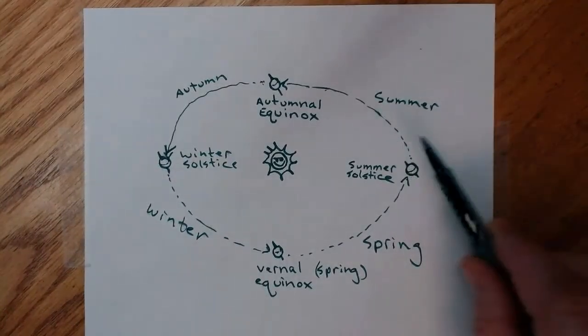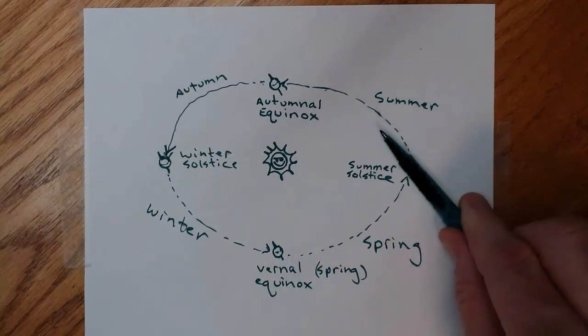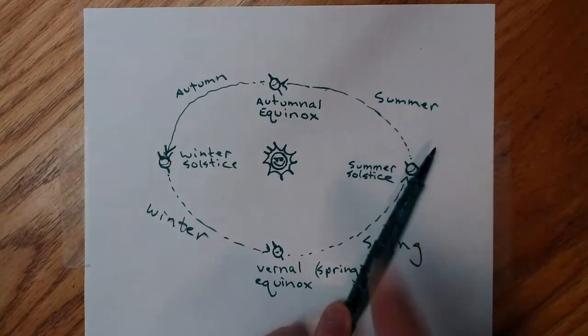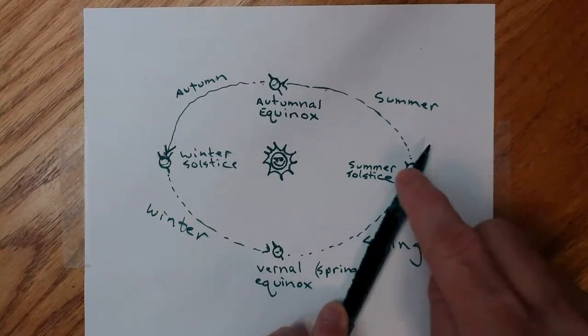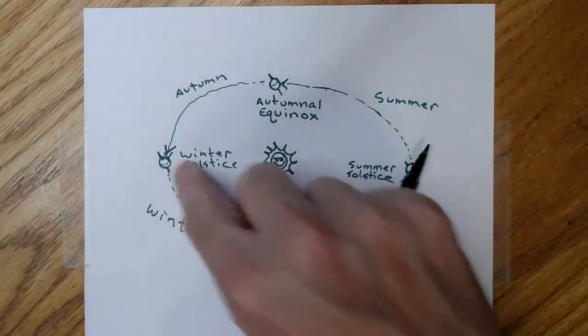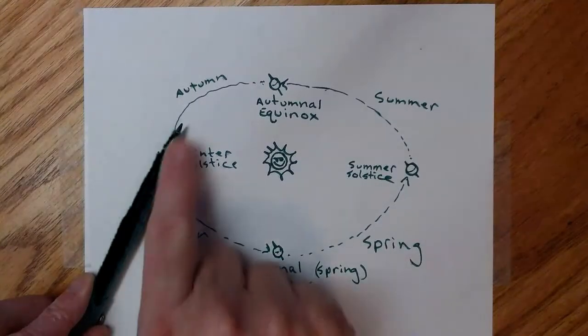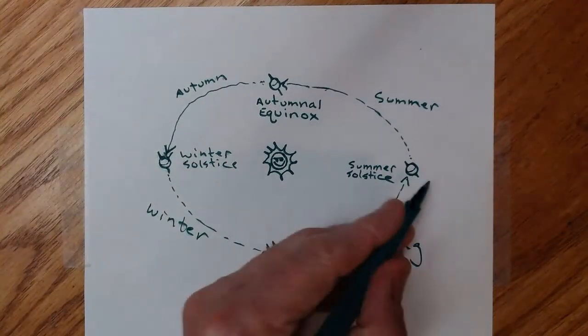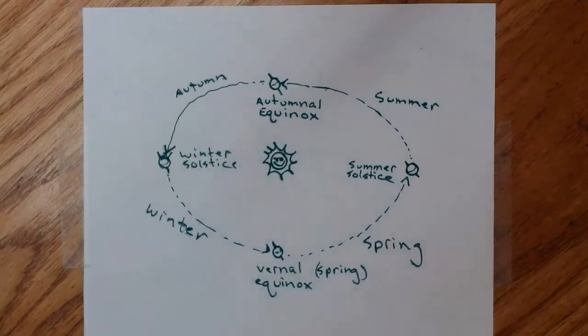Now, here's the deal. I drew it to where it was tilting this way. I could just as easily have drawn it to where it was tilting this way, and instead of this being summer, this would have been winter. And then this would have been spring, and that would have been summer because it would have been tilting toward the sun. I just happened to go in that direction. All right, so there you go. Awesome.